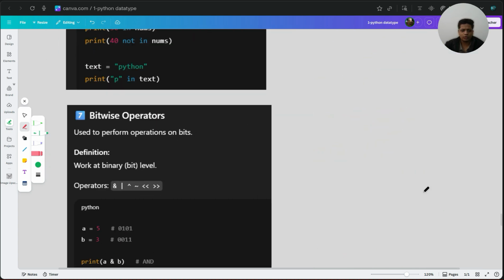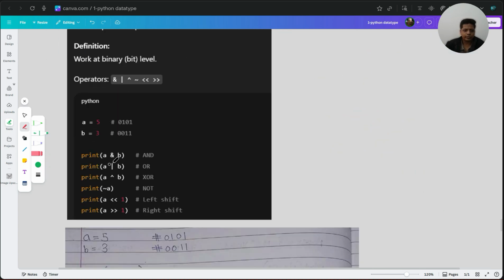Let's see the bitwise operators more clearly. Here you can see A is equal to 5. How can 5 be defined? In bit terms, it can be defined as 0101.